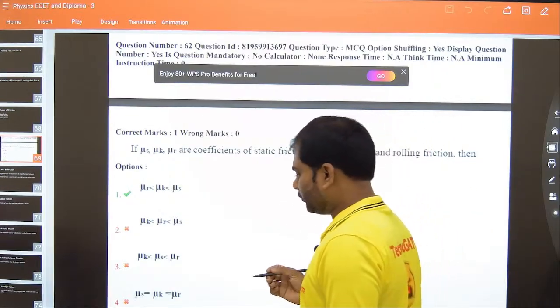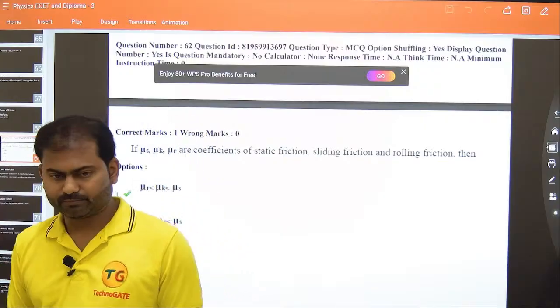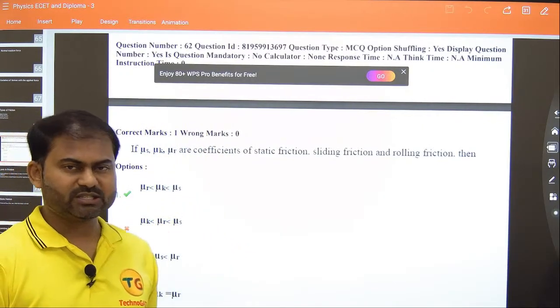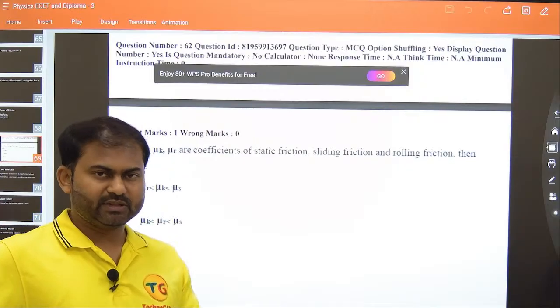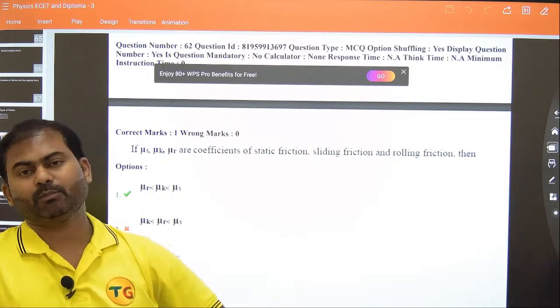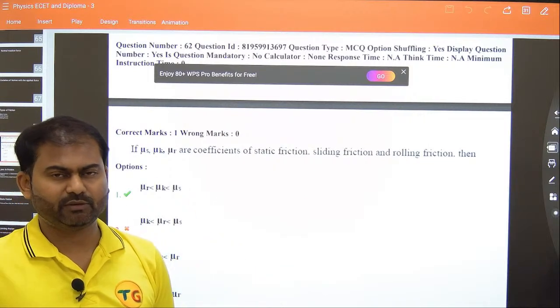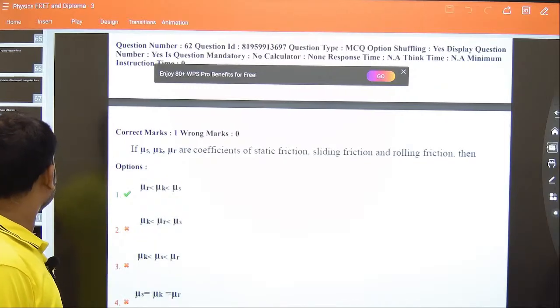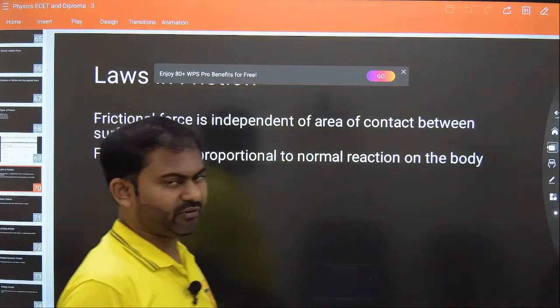So let's look into a few more conceptual things. I believe you have copied this already. Let's look into a few more concepts related to friction, then we'll start solving questions. Let's get the complete idea about friction concepts and everything, then we look into numericals. If you see this one, here some laws of friction are given.